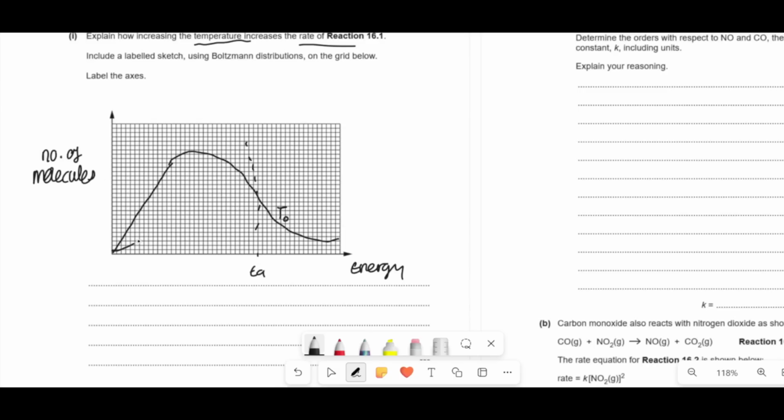If we added more particles, then it would do that. But we aren't adding more particles. We're only changing the temperature. So it skews the graph like this, and the peak stays lower. If I can try and draw it right, like this, it's stretched towards the right.